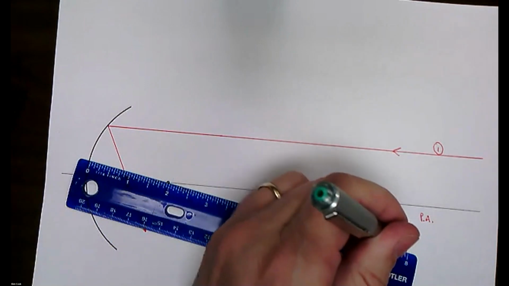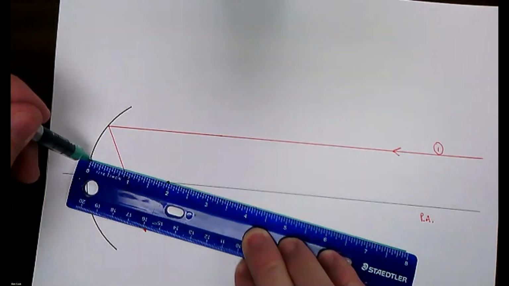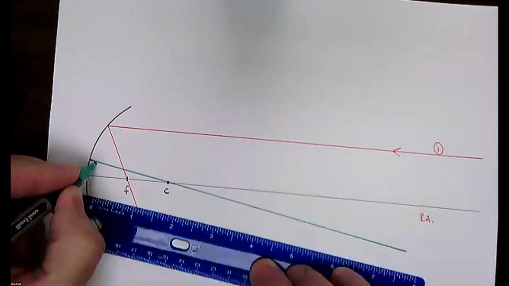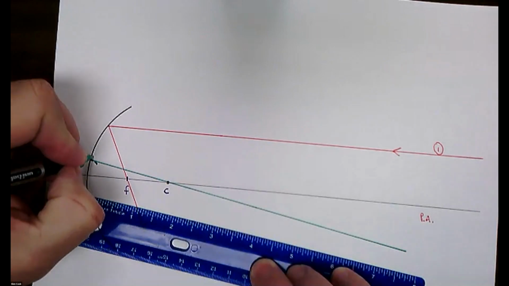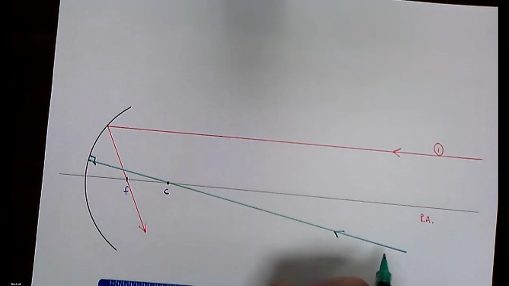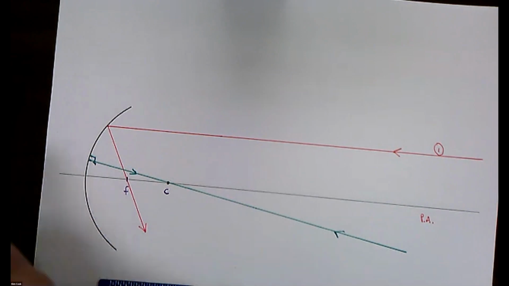This is just a rule. Any light ray that goes in and hits that center, where it hits the mirror, by definition, because this is a radius, will be perpendicular. And so any light ray that comes in through the center of curvature will also come out through the center of curvature. Just bounces in, bounces back out. Okay.